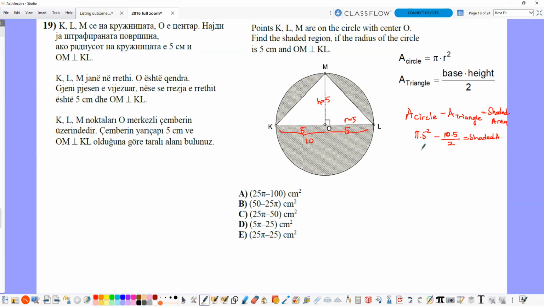Okay, pi times 5 squared, 25 pi. 10 times 5 over 2, 50 over 2, that's 25. So 25 pi minus 25 is going to be equal to the shaded area, which is equal to E.